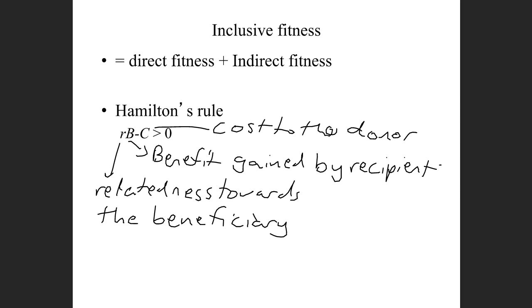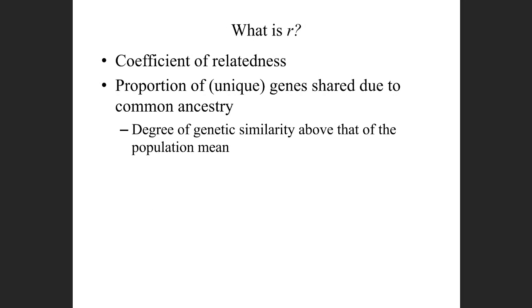So what you can see is basically there's a discount because you share 100% of your genes with yourself, but you don't share all of your genes with even your close relatives. And so if you're increasing the survival of a close relative, maybe even your own offspring, that's going to be discounted by the relatedness. So let's first think about relatedness and how we calculate it.